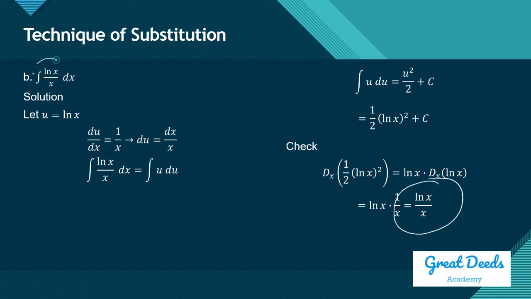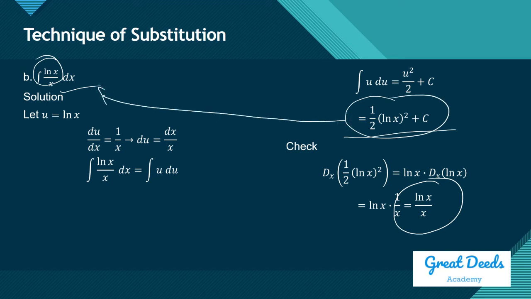And look at that. That is our understanding of the integral. That is the antiderivative. If integrating this function leads to this, it means getting the derivative of this function should bring us back to our integrand, ln of x over x.